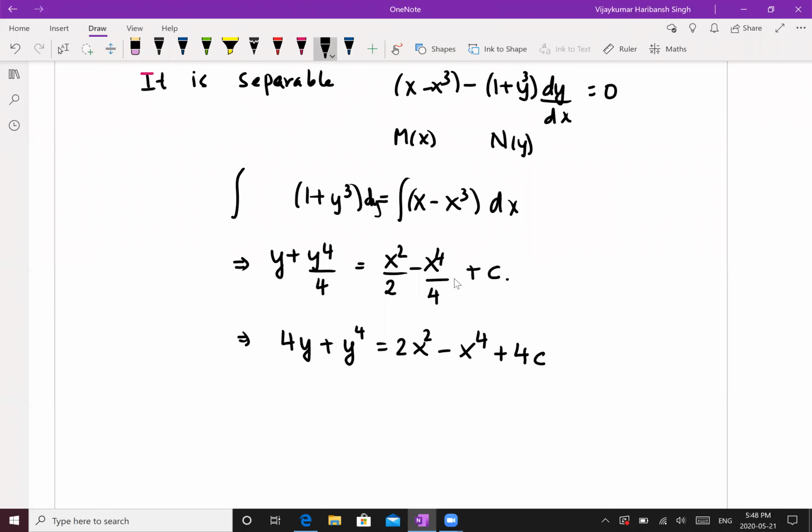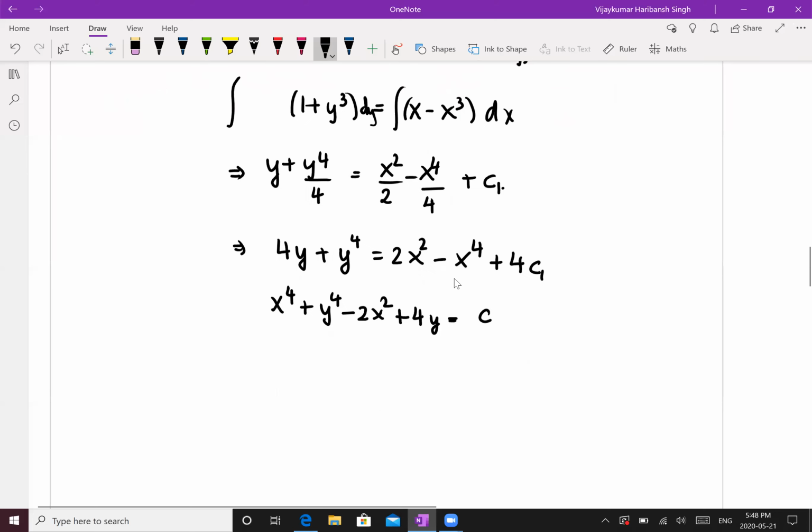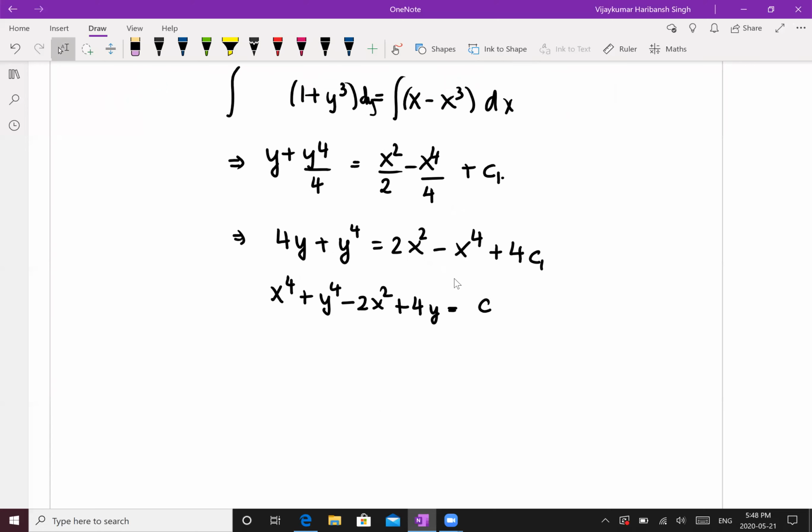Or let's bring everything on one side. So x^4 + y^4 - 2x^2 + 4y equals -4c. Let's call this another constant c1, and then this will be called c. All right, looks nice that way. So you get, this is a solution.